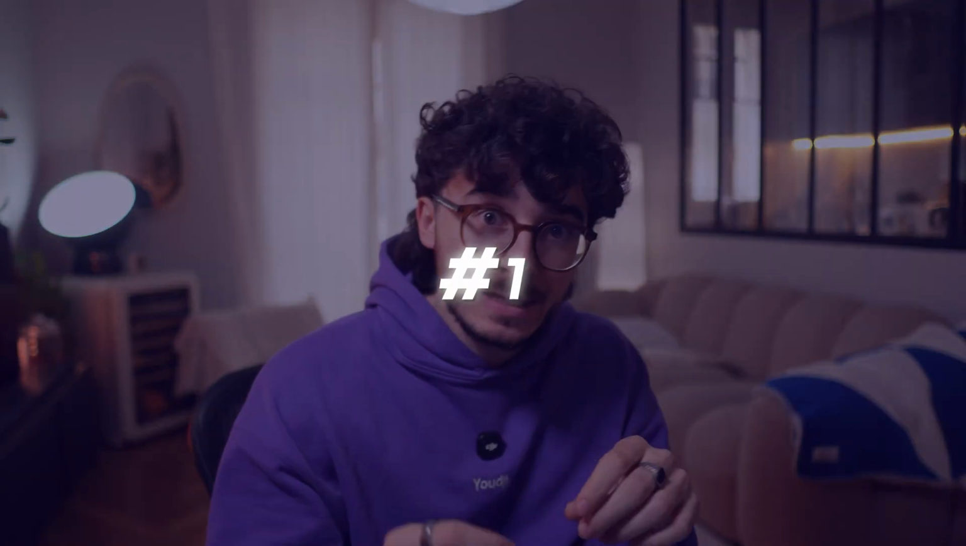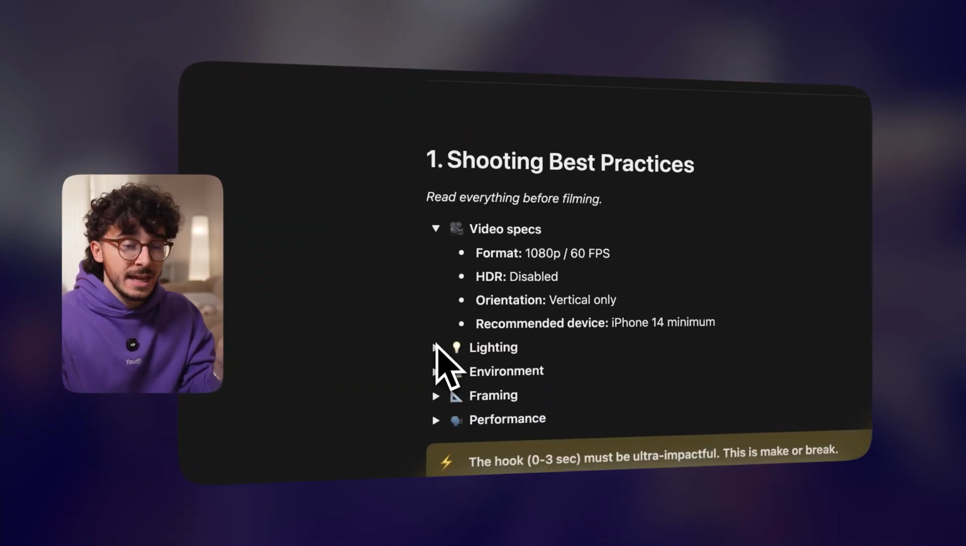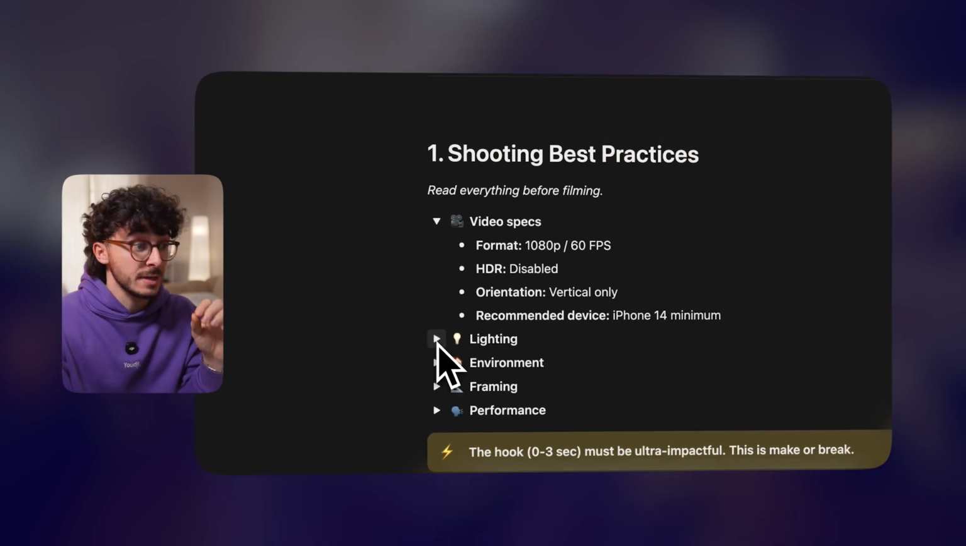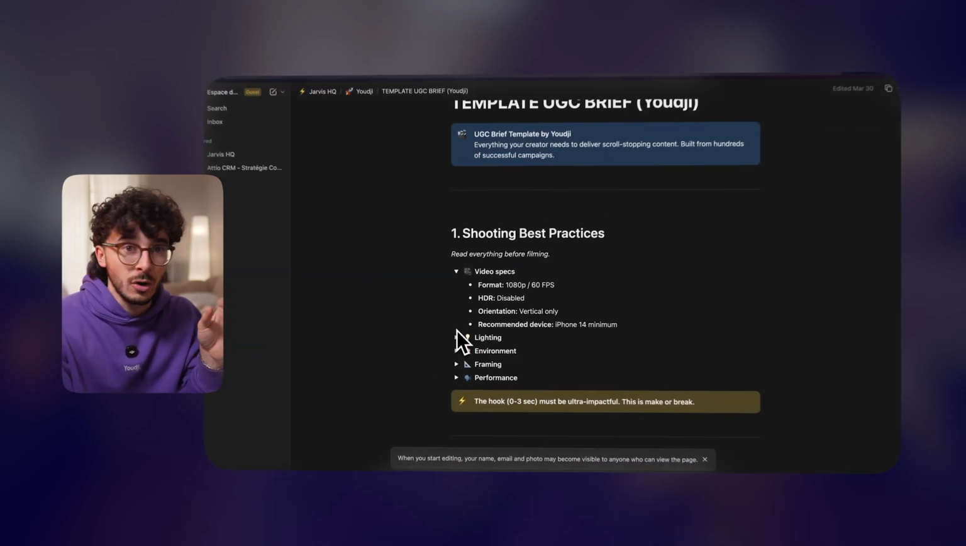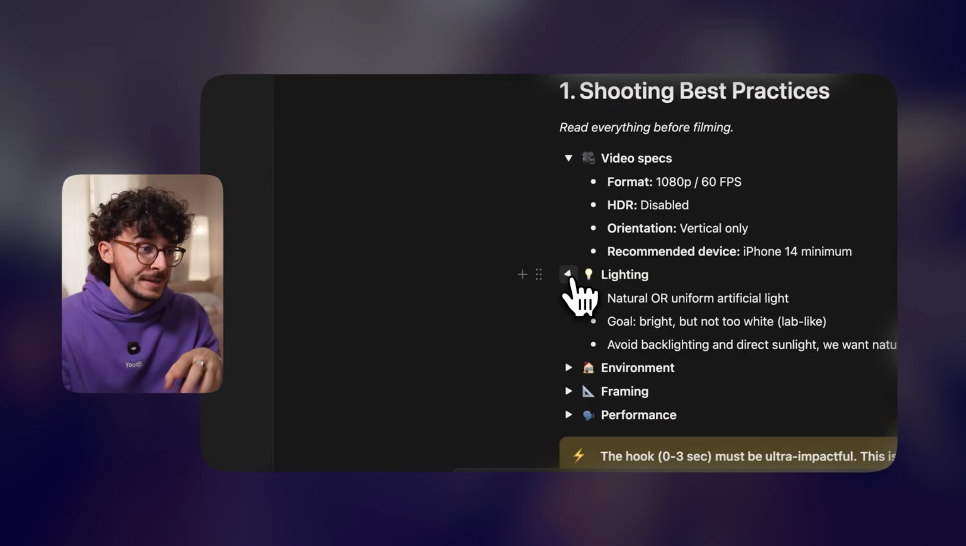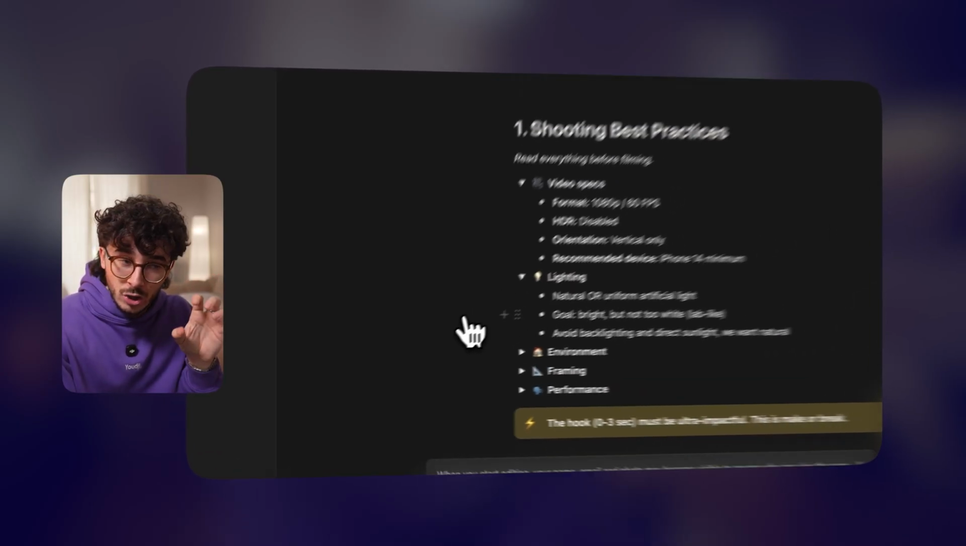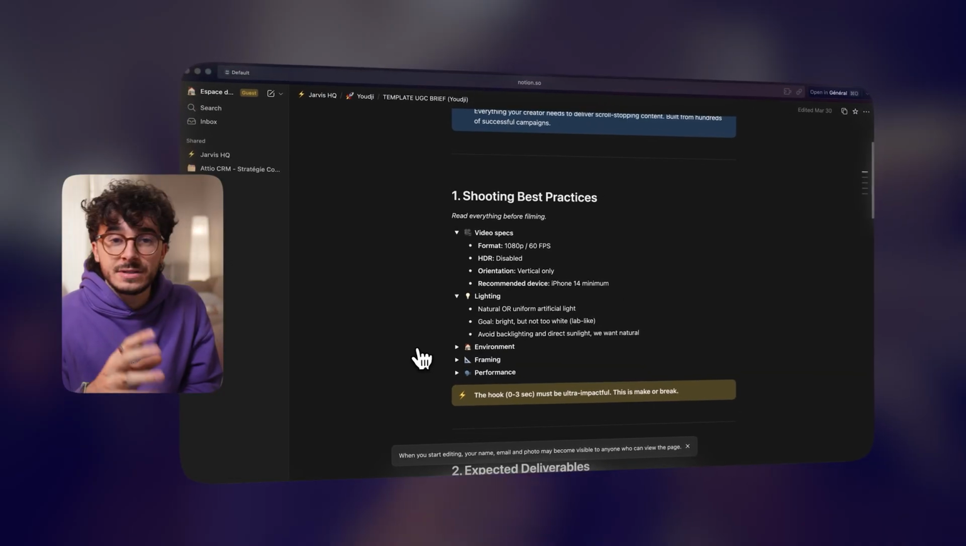The first section of our template is what we call the prerequisites. These are the technical basics and they almost never change no matter what product you're briefing for. Let's go through them quickly. Format: 1080p, 60 frames per second, vertical only, HDR off, really important, and ideally iPhone 14, 15 or newer. If you plan to work with a creator that only shoots on Android, just know the quality gap is real. For lighting, indoors, natural light or uniform artificial light, the goal is bright, but not hospital bright. So avoid backlight, avoid direct sunlight. You want it to look natural, not like a lab.